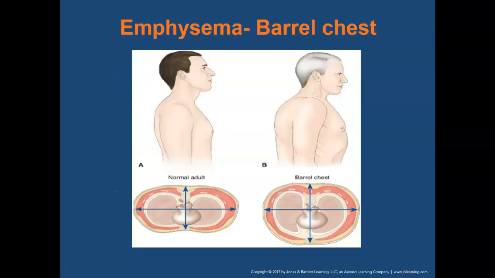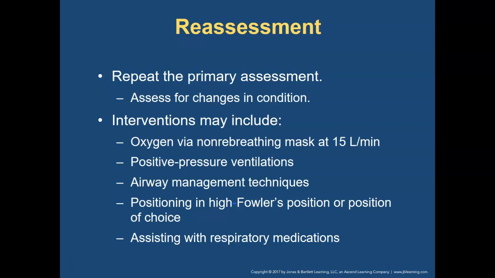Now here is something I added. So we see emphysema or barrel chest. You see the difference. So we see that this is a normal adult shape, and this is that barrel shape. So it's much more like a barrel, more like a 55-gallon drum, and it causes some real problems for them. Reassessment. Repeat the primary assessment.